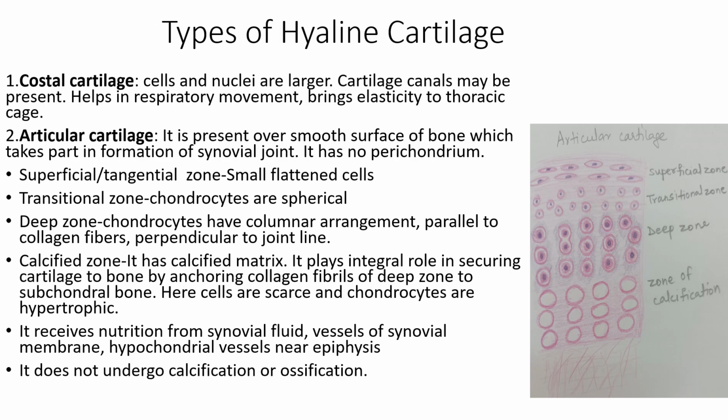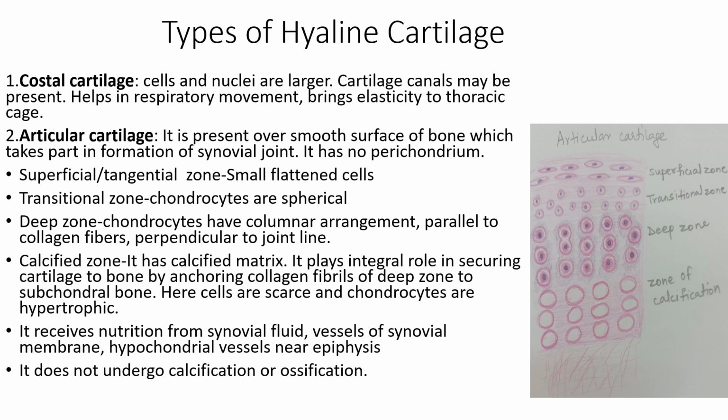Some of the textbooks have classified hyaline cartilage further into costal cartilage and articular cartilage. Costal cartilage is the one present between the ribs and sternum. Here the cells and nuclei are larger, and cartilage canals, which are commonly seen in embryonic or developing cartilage, are also seen in costal cartilage. It helps in respiratory movement and brings elasticity to the thoracic cage. Then the second type of hyaline cartilage is articular cartilage.